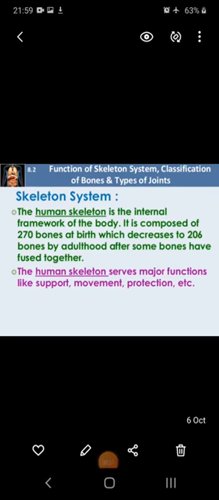Dear students, today we will discuss our next topic, that is function of skeletal system, classification of bones and types of joint. Before proceeding further, first we will discuss our skeletal system. As you know, the human skeleton is the internal framework of the body. It is composed of 270 bones at birth, which decreases to 206 bones by adulthood after some bones have fused together.